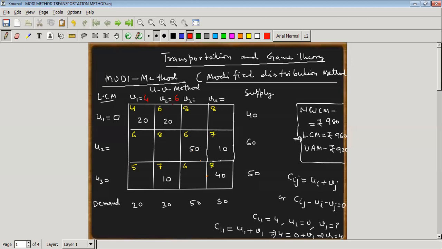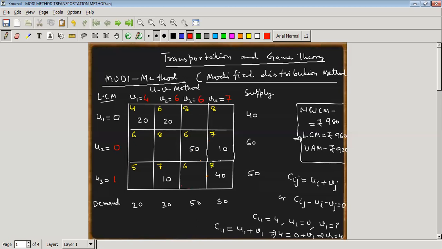Now we have found V2 equal to 6, and there is an allocation, so we can find U3 equal to 1, because 6 plus 1 is equal to 7. Now in the third row there is an allocation, so with U3 equal to 1 we can find V4 equal to 7, because 7 plus 1 is equal to 8. There is an allocation in the second row, and we have already found V4 equal to 7, and C24 is also equal to 7. So U2 equal to 0, because 7 plus 0 equals 7.